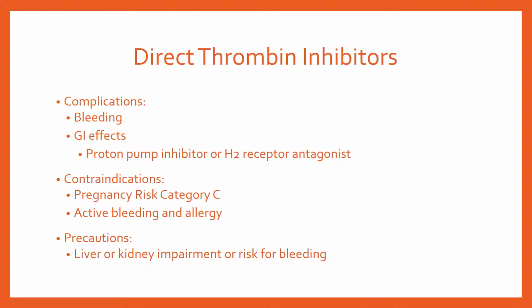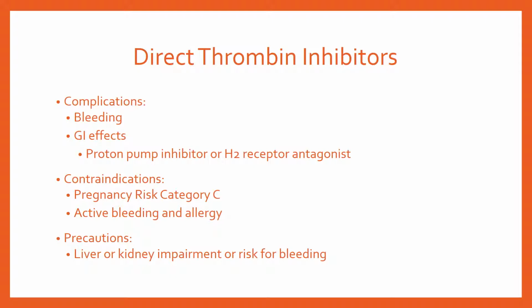GI effects: nausea, vomiting, esophageal reflux, ulcer formation. They can use a proton pump inhibitor, such as omeprazole, or an H2 blocker, which is your ranitidine or your Tagamet. They can take this medication with food as well.